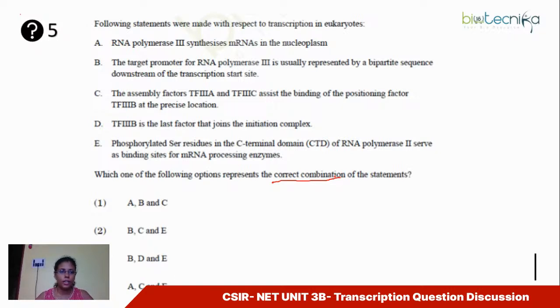Come on, this is easy. Who can give me the answer? Who can give me the correct answer? What happened? All the transcription factors got jumbled up.